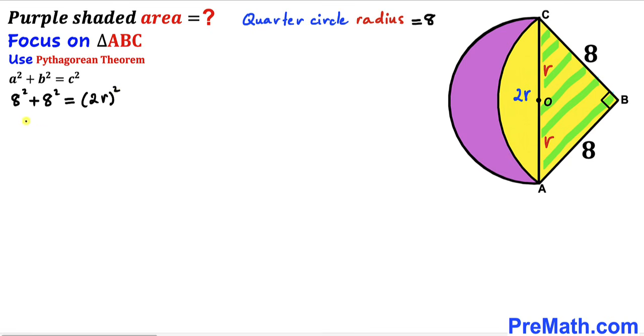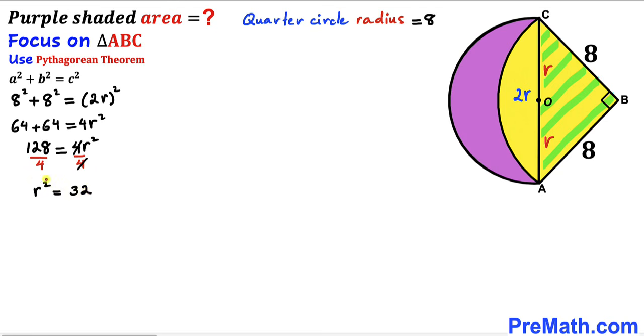Let's simplify. That gives us 64 plus 64 equals 4 times r square. Let's add these numbers. That gives us 128 equals 4 times r square. Now we are going to divide both sides by 4. This 4 and 4 is gone. So our r square value turns out to be 32.